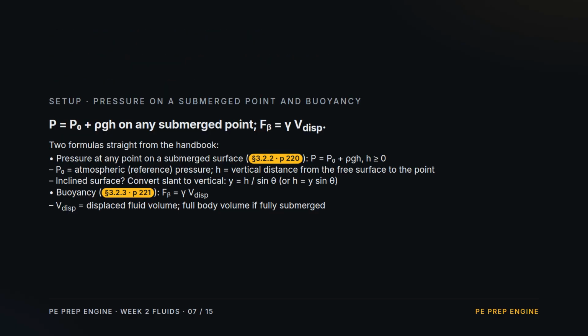2 more formulas. First, pressure at any point on a submerged surface: P equals P0 plus rho g h, where h is the vertical distance from the free surface to the point. For an inclined surface, convert slant to vertical via y equals h over sine theta. Second, buoyant force equals gamma times the displaced volume. Fully submerged, that's the full body volume.